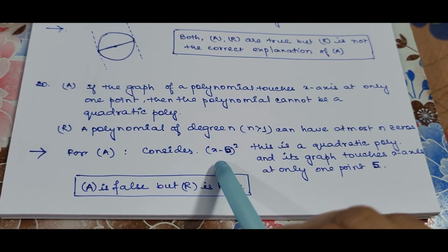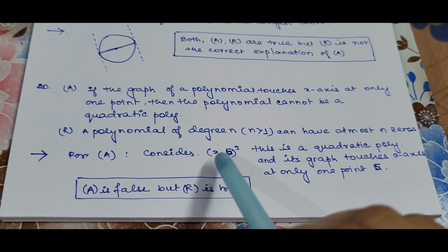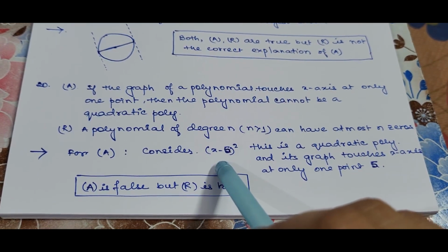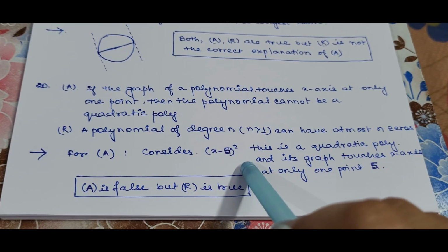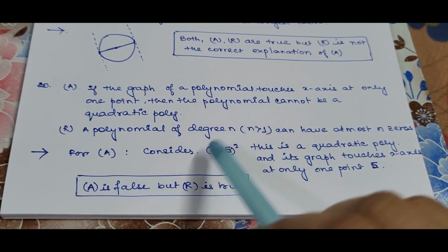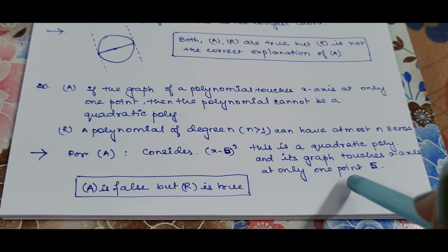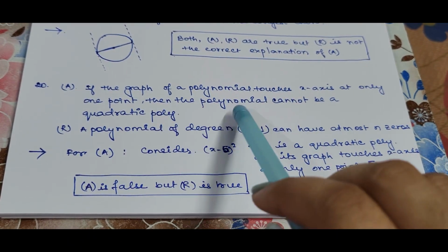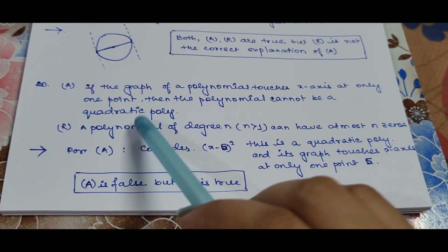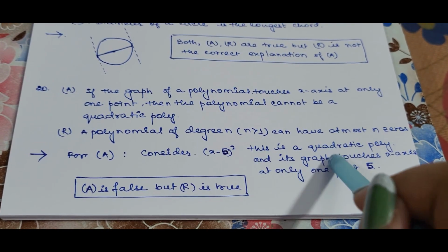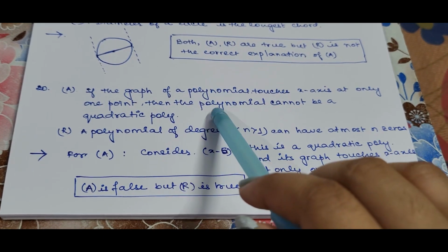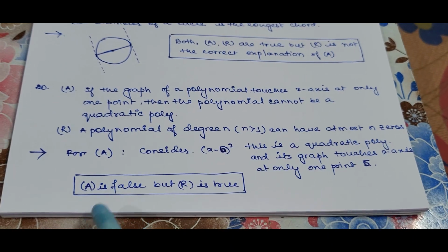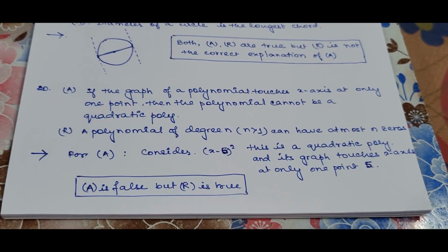We are considering this polynomial (x minus 5) whole square. This is a quadratic polynomial which has equal roots, and the roots are 5 and 5. So it is a quadratic polynomial and the graph of this polynomial touches the x-axis only at 5. But the assertion says that if it touches at only one point, then the polynomial cannot be a quadratic polynomial. But this is a quadratic polynomial which is satisfying the condition. Hence, A is false and R is always true due to a fundamental theorem. Okay, so A is false and R is true.